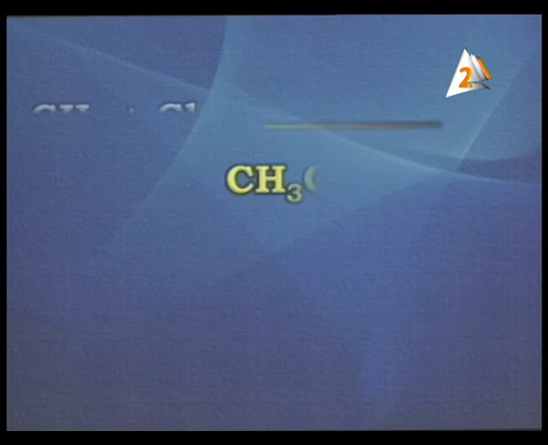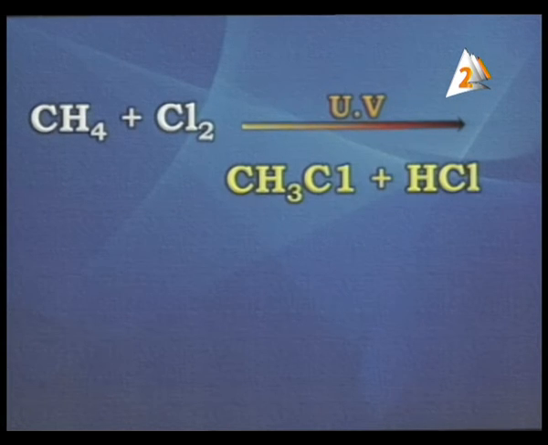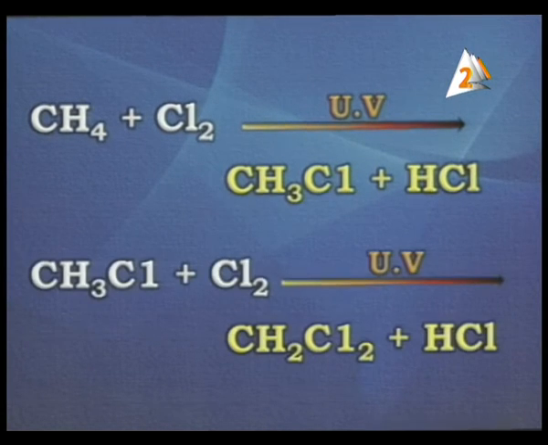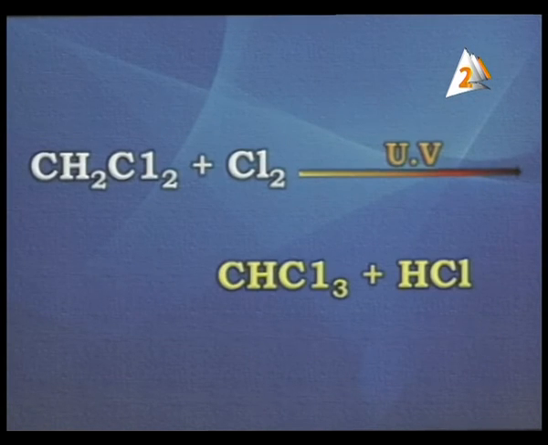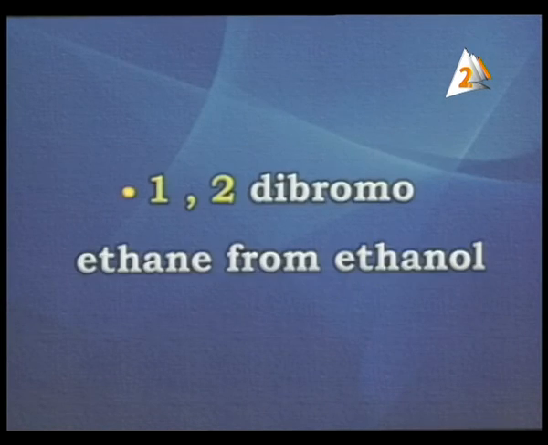Chloroform from methane. As the equation proceeds, CH4 plus Cl2 in the presence of ultraviolet gives methyl chloride and hydrogen chloride gas. Then CH3Cl plus chlorine in the ultraviolet gives CH2Cl2 plus HCl. Then CH2Cl2, another replacement of hydrogen, plus chlorine in the presence of ultraviolet gives CHCl3 plus HCl, which is chloroform obtained. Next question.